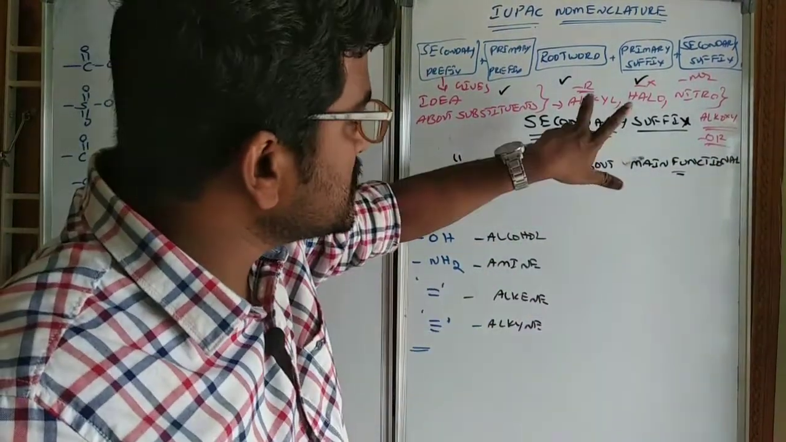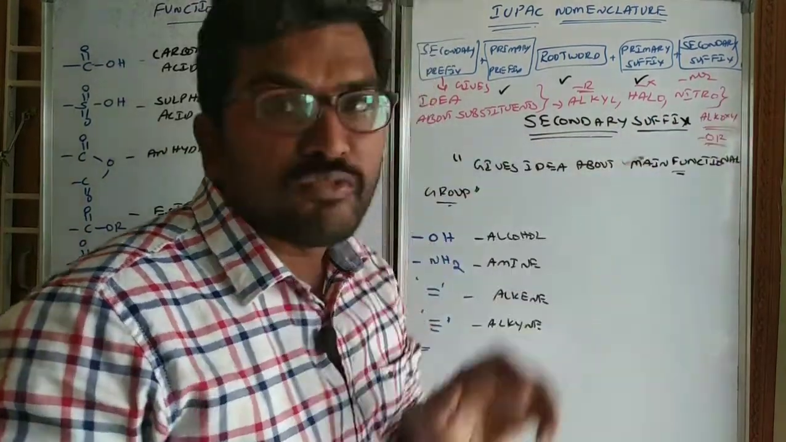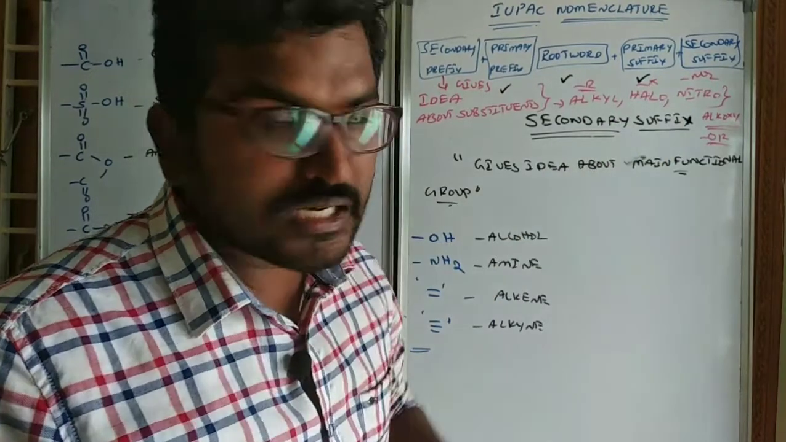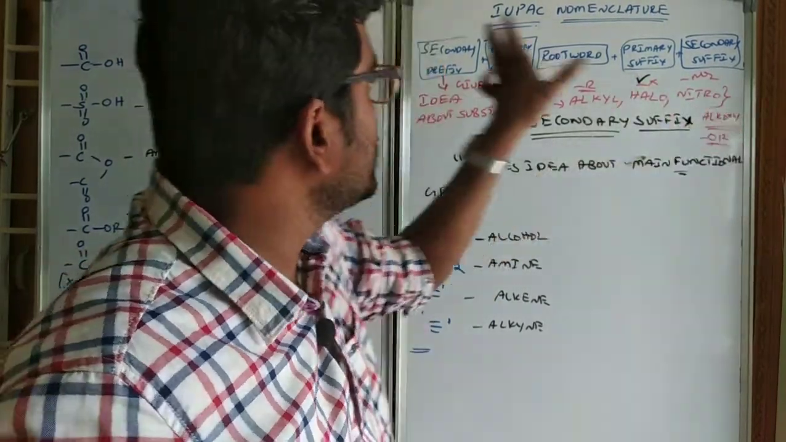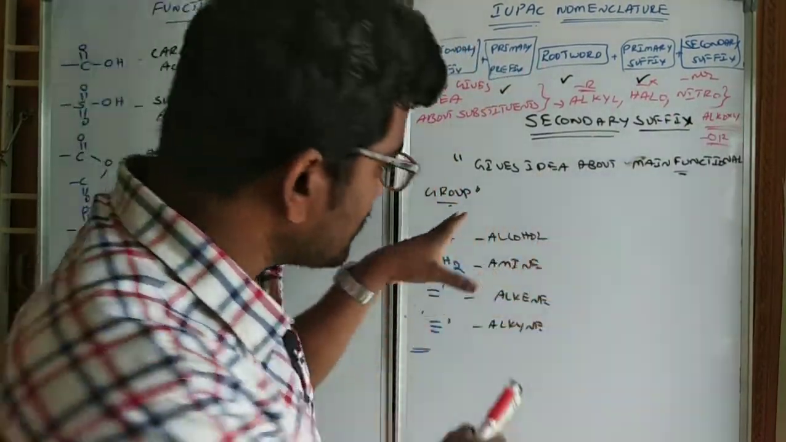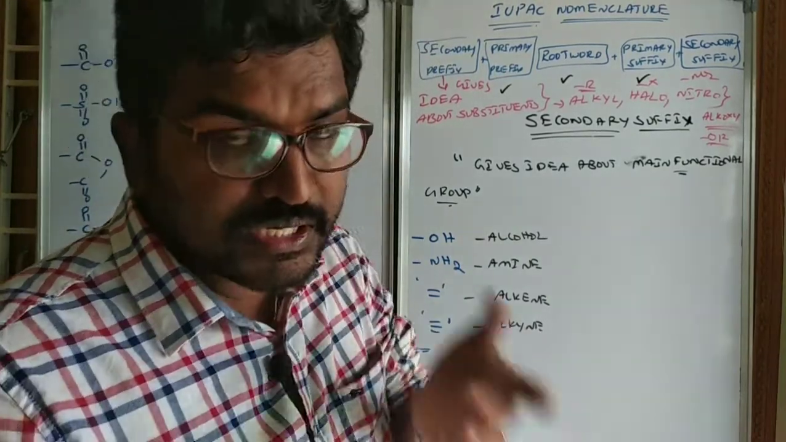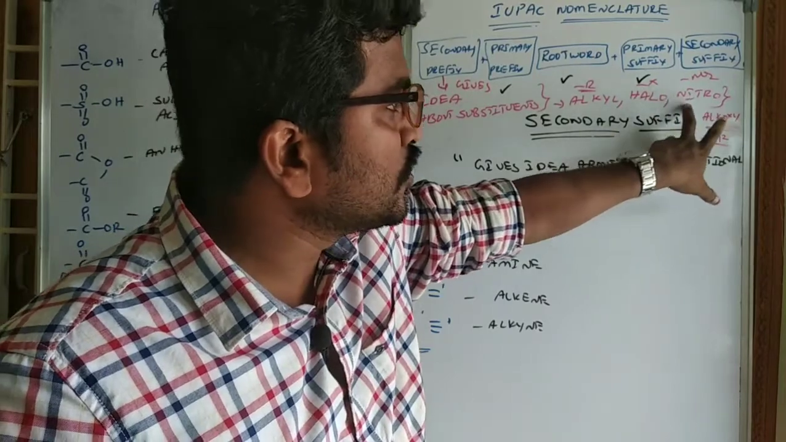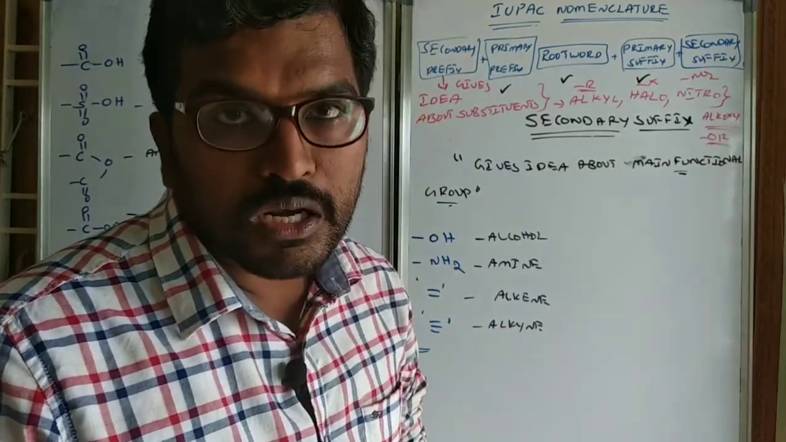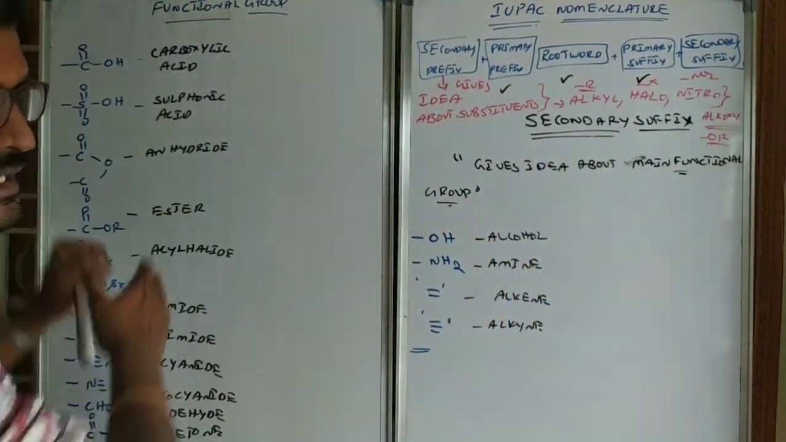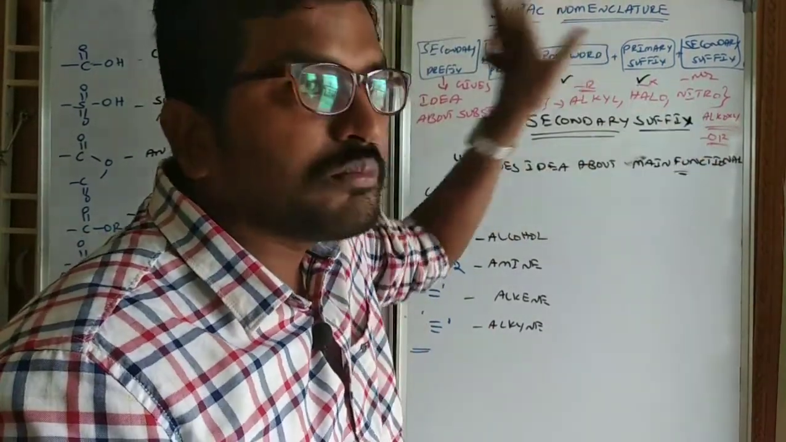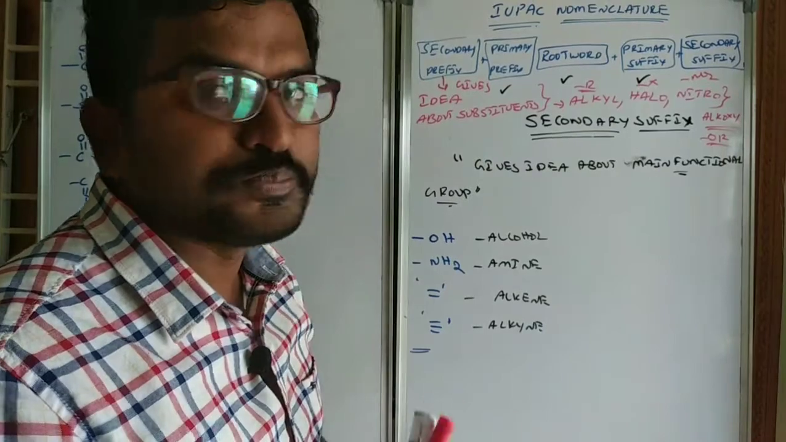Of course, these also can be considered functional groups, but they will not always come under the secondary suffix. We will write them as the secondary prefix. Whether they are present or not, we will always write these alkyl groups, halo groups, nitro groups, and alkoxy groups as a secondary prefix only. Of course, they are functional groups, but we will write them as substituents only.